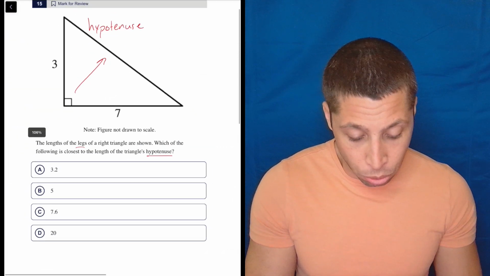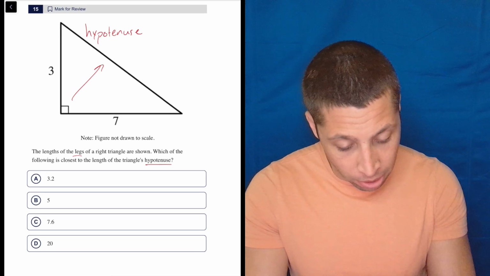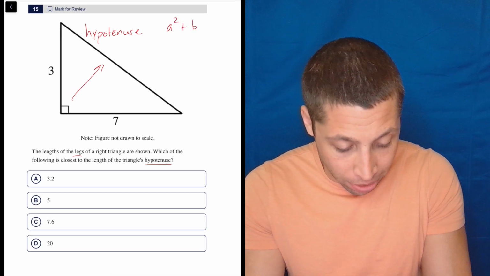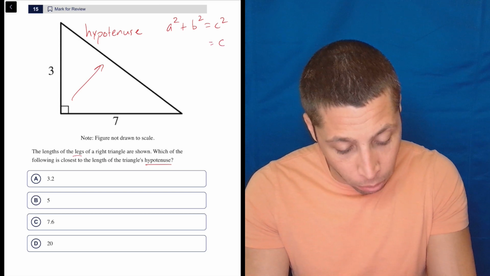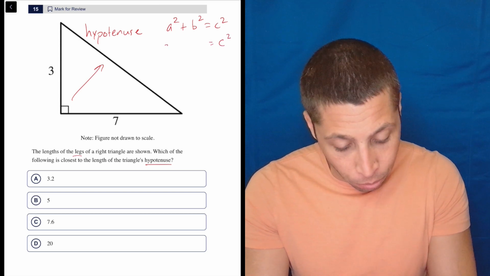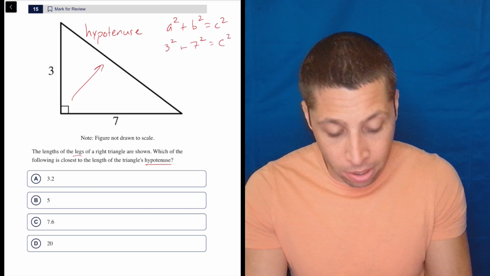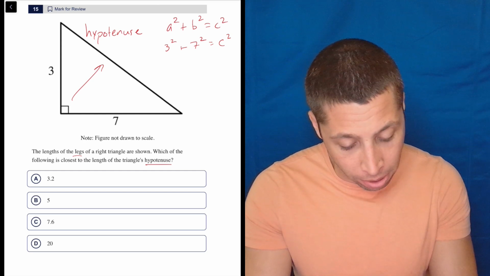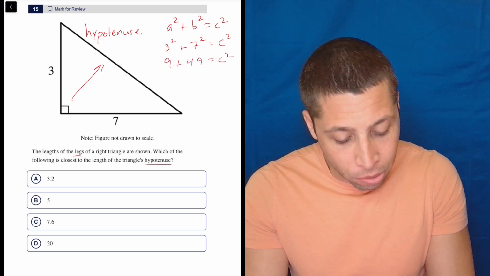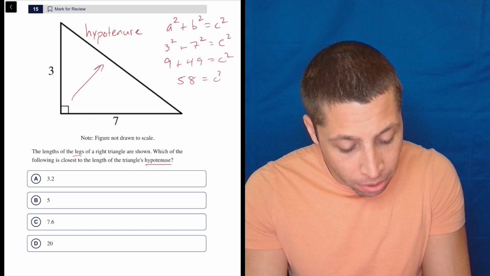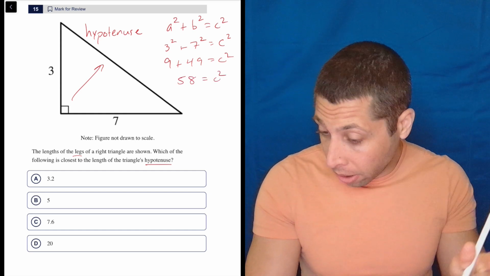So let's just go to some scratch paper here. So a squared plus b squared is c squared. Remember, the c is always the hypotenuse, so that's what we're looking for. We don't know the hypotenuse. So 3 squared plus 7 squared, and the order doesn't matter there. So that's 9 plus 49 is c squared. 9 plus 49 is 58. So that's not an answer. Good, because some people might pick that.